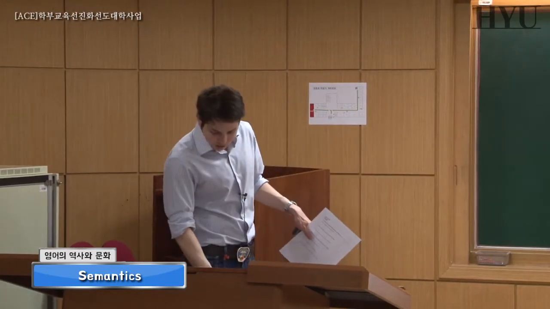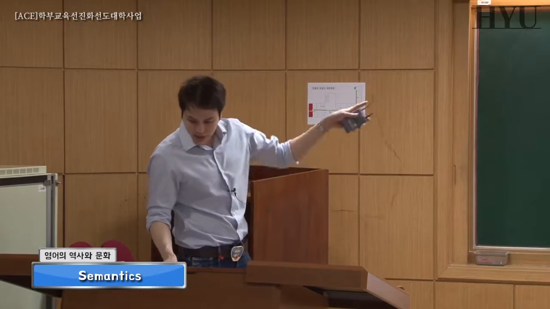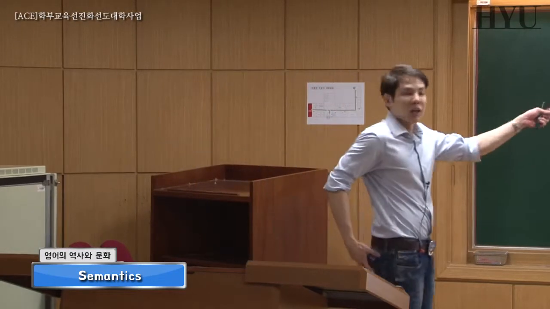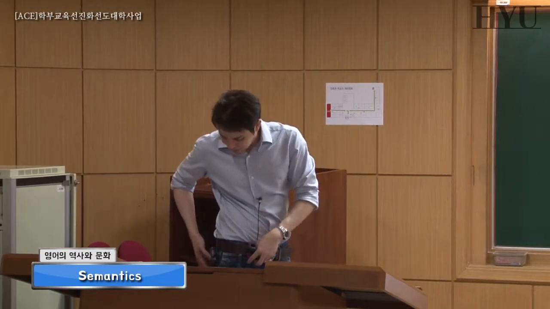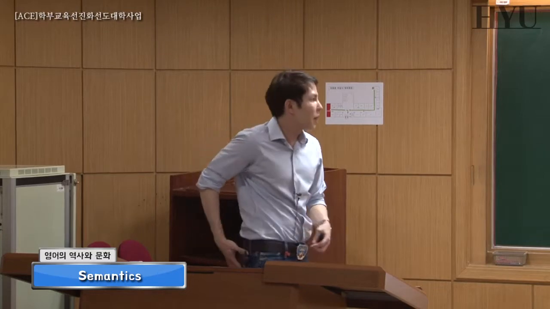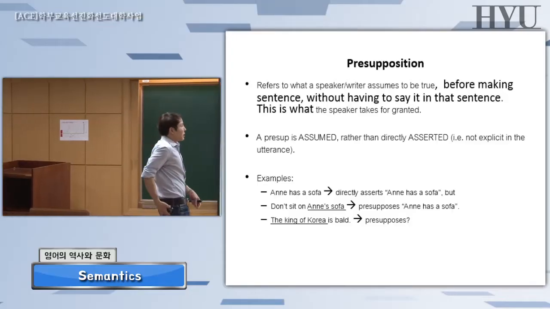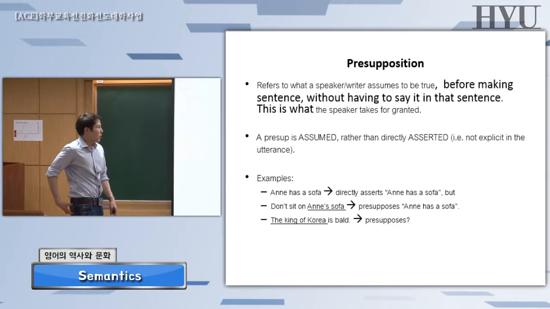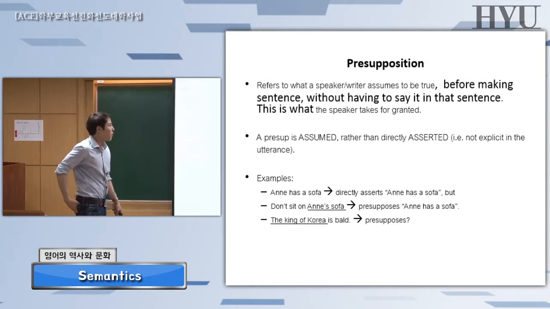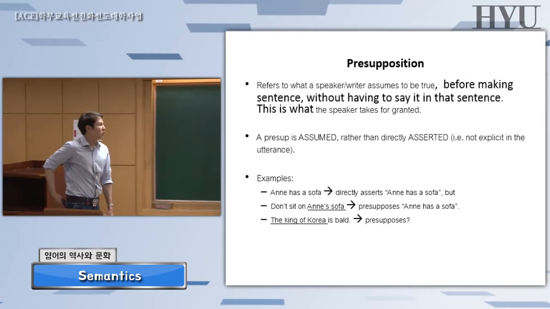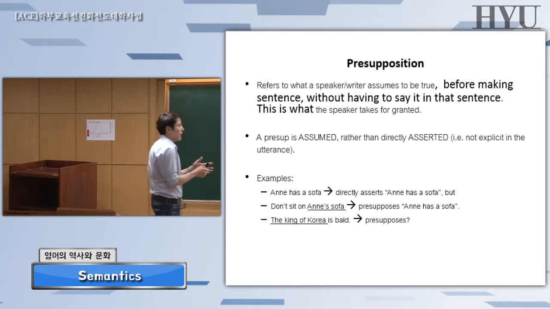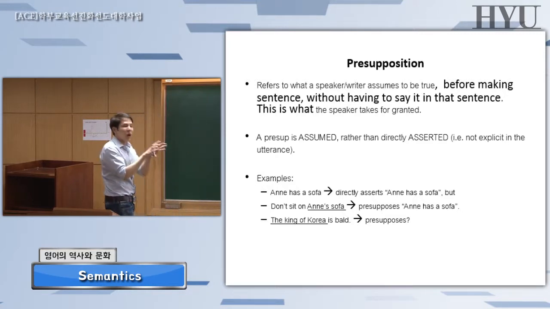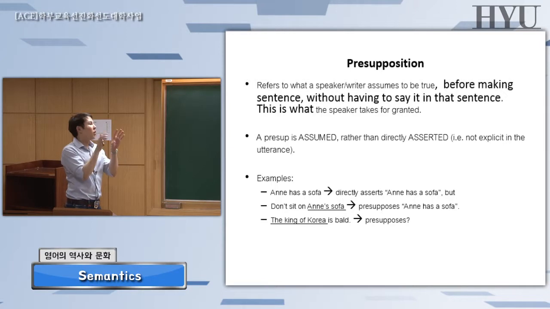Okay. And we'll look at this as the last thing, the last topic for today, which is presupposition. Presupposition is different from entailment. Okay. Presupposition refers to what a speaker or writer assumes to be true before making a sentence, without having to say it in that sentence. Okay? So this is where it's different, right? Entailment is what the sentence states, what you see, what you hear in the sentence.